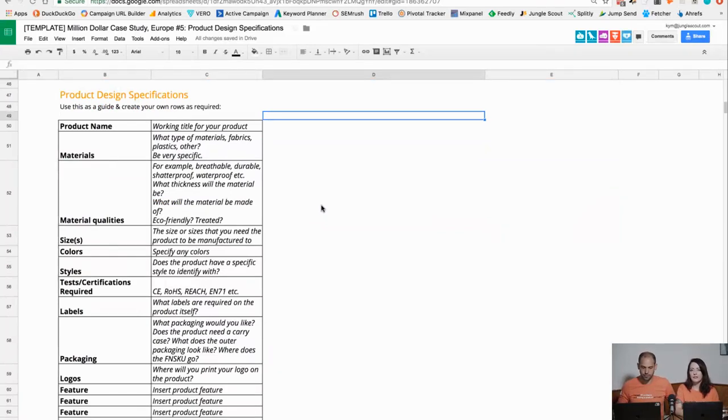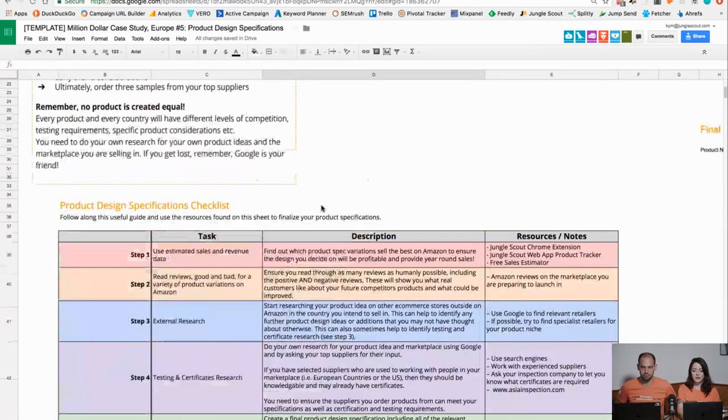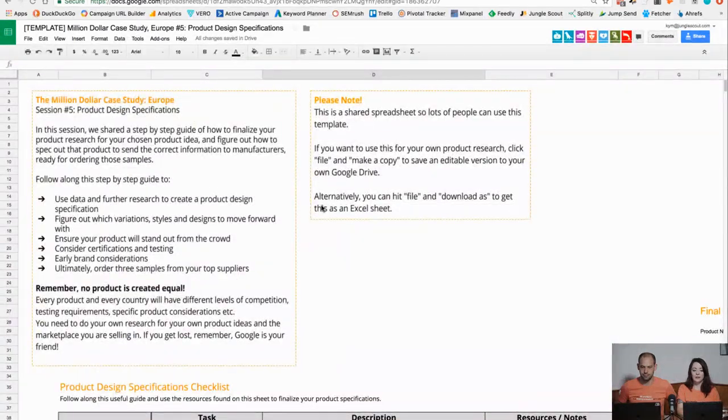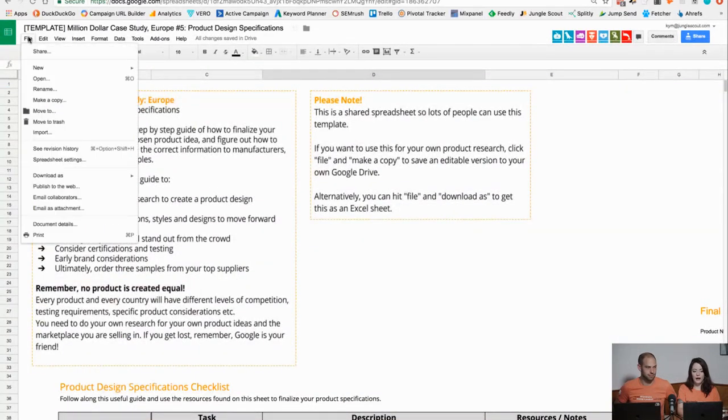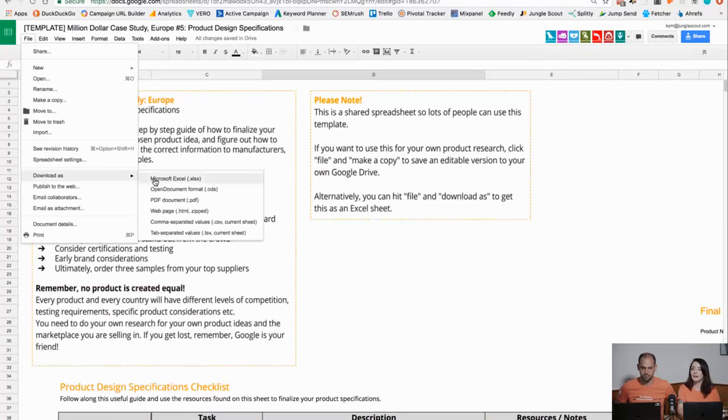Do bear in mind that every single product niche is different. So if you need to add to this or change any of the columns, then go for it. Do whatever works for you. And just as a reminder, if you want to download this, go to File and Make a Copy, and that will save it to a Google Drive account. Or you can do File, Download As, and hit Microsoft Excel to get a spreadsheet on your desktop. This is a shared file, so you can't just edit this one. You need to download it first.